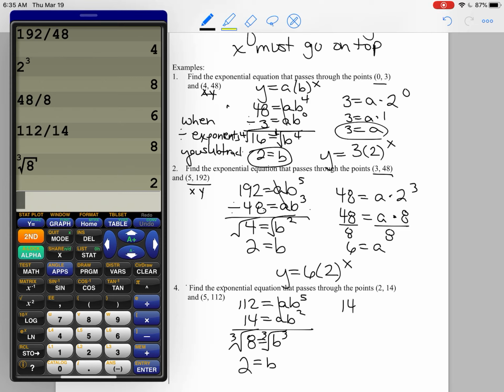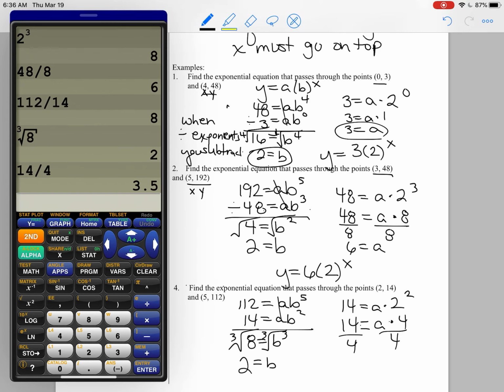So 14 is equal to A times 2 squared. Well, that's 14 is equal to A times 2. So I'm going to divide by 4. Or excuse me, A times 4, I'm sorry, A times 4. 2 squared is 4. 14 divided by 4 is 3.5. So sometimes you can get a decimal. It's okay. Don't freak out.